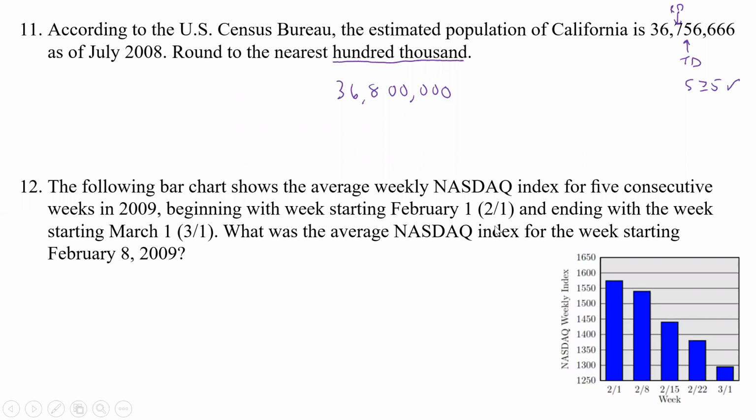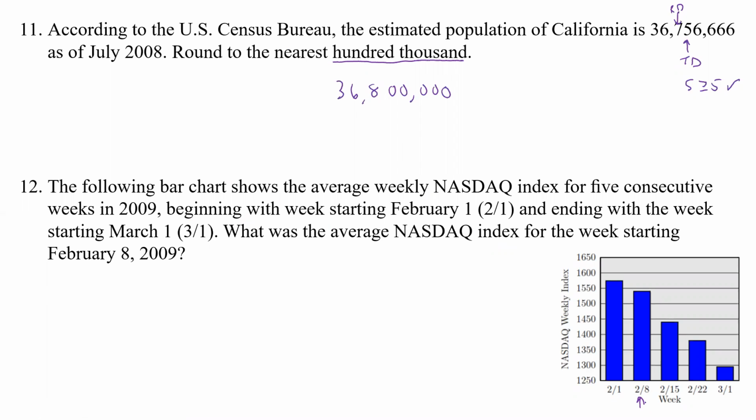All right, so the following bar chart shows the average weekly NASDAQ index for 5 consecutive weeks in 2009, beginning with the week starting February 1st and ending with the week starting March 1st. What was the average NASDAQ index for the week starting February 8th? Well, we have to read where the weeks are. So here's February 1st, February 8th. So that's the week we want, then 15, 22, and 1. So we could have done any of the weeks.